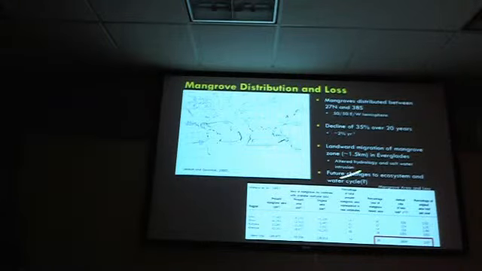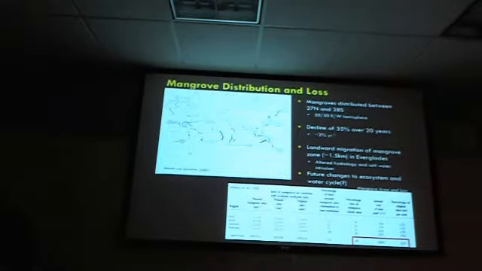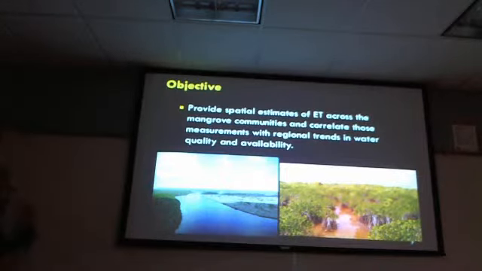What we've seen in the Everglades is a landward migration with sea level rise and saltwater intrusion. We've seen a migration of mangroves inland about 1.5 kilometers, again because of the altered hydrology that Nusha mentioned earlier, as well as saltwater intrusion. So what implications does this have on the ecosystem as well as the water cycle for the Everglades? The objective of this research was to calculate spatial estimates of ET across different mangrove communities and correlate these measurements with water quality and water availability.